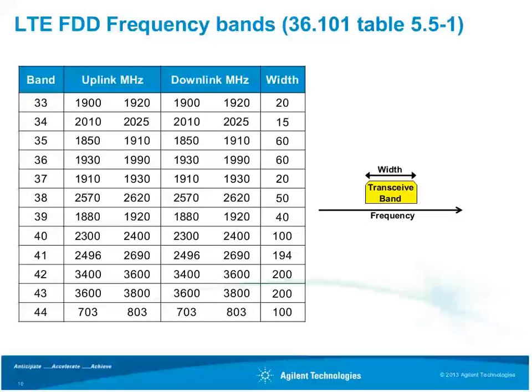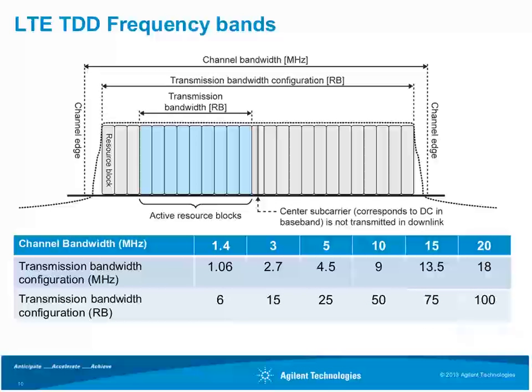Here are the TDD bands. For TDD, there's no concept of duplex spacing or gaps since the downlink and the uplink frequencies are the same, so they're transmitted on the same band. And so the challenge of separating the transmit from the receive doesn't end up falling on the duplex filter that's used in the frequency domain, but rather it's a switch that's used in the time domain.